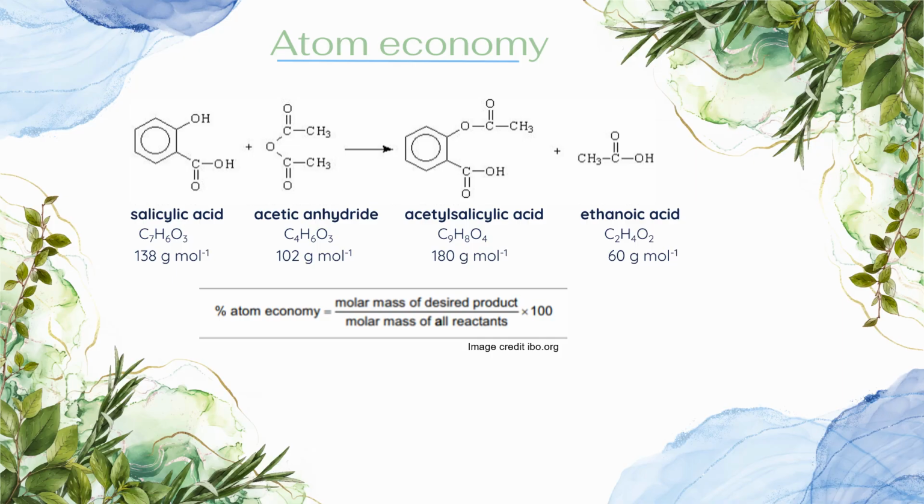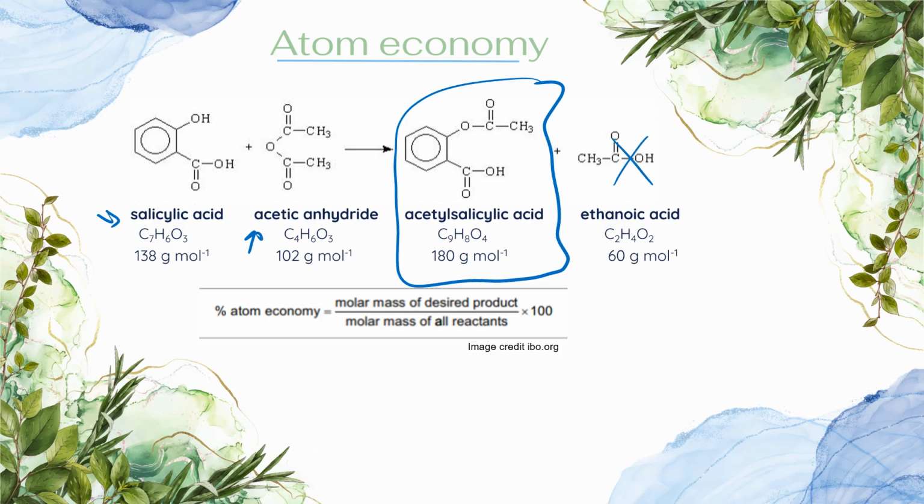Let's do one more example, but this time we're going to use a real chemical equation. So one of the ways that we can make acetyl salicylic acid, this is also known as aspirin, is to react salicylic acid and acetic anhydride. So we don't care about this ethanoic acid. It is a byproduct, not part of our desired product.